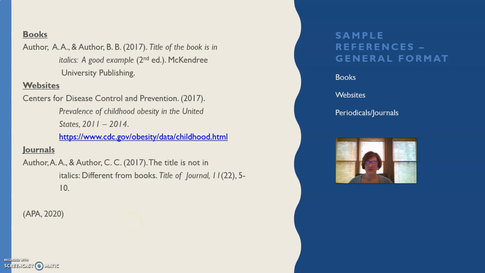Hi everyone, I just wanted to provide a little bit of guidance with APA formatting. What I have are the three most frequently cited types of references that you'll use in your reference list, and this feedback is based on the 7th edition, so there are some very minor changes from the 6th edition.